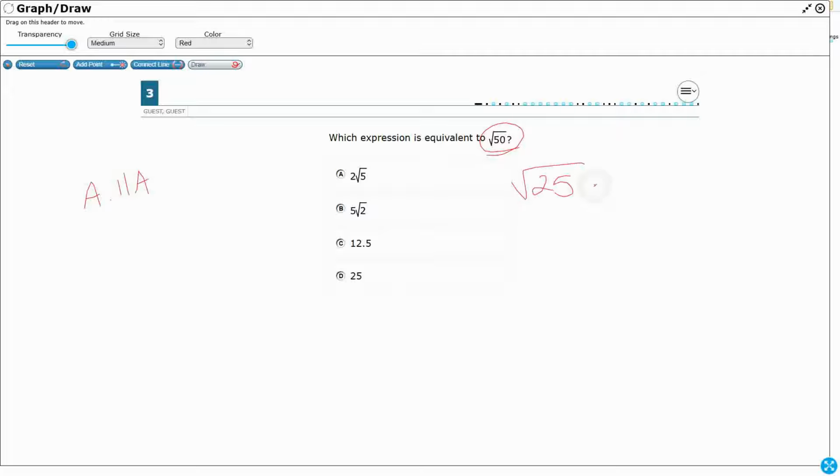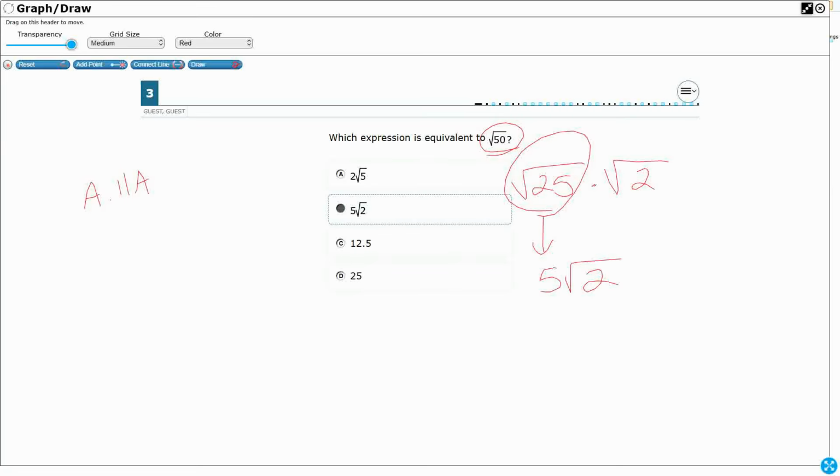And 50 can be broken up into 25 and 2. It can also be 5 and 10, but 5 and 10 doesn't do anything for me. You're looking to see if you can get a perfect square coming out of that. So 25 times 2 makes 50, so the square root of 25 times the square root of 2 makes the square root of 50, but the square root of 25 is 5. And so that's it. That's our answer.